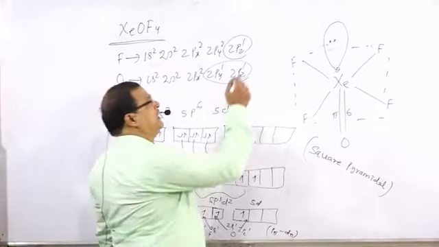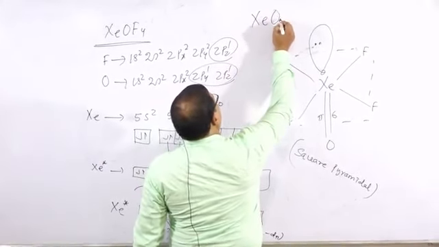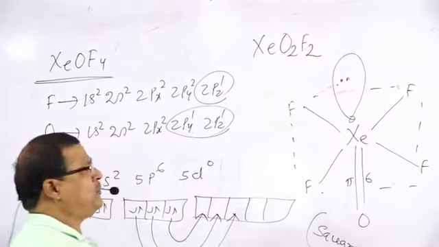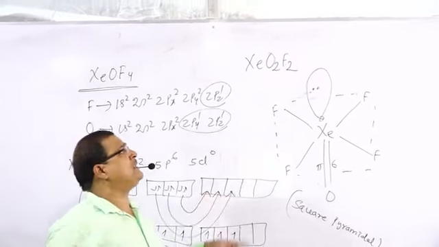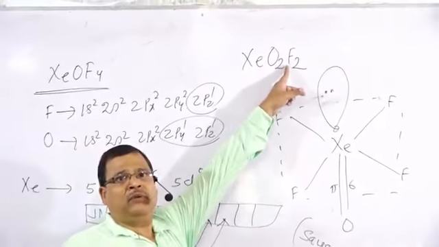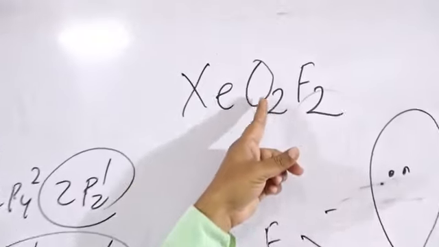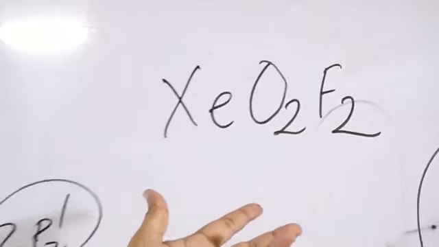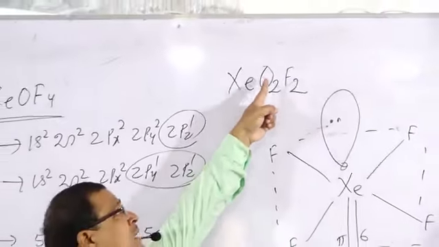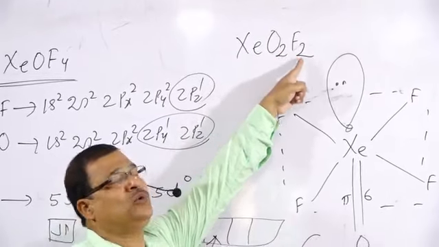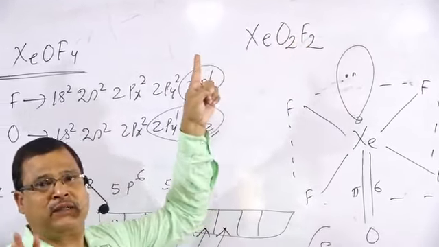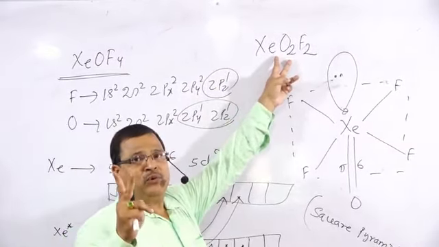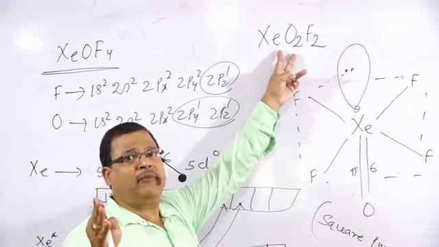You may try for XeO2F2. In this case, similarly you can try for this one, 2 fluorine atoms, 2 bonds. 2 oxygen atoms, 4 bonds. 4 plus 2, that is 6. Then how many sigma bonds will be there? 1 oxygen atom, 1 sigma, 1 pi. 2 sigma, 2 pi, 2 sigma. Means the formation of 4 sigma and 2 pi. So in that case, we have to keep 2 unpaired electrons in unhybridized orbitals.